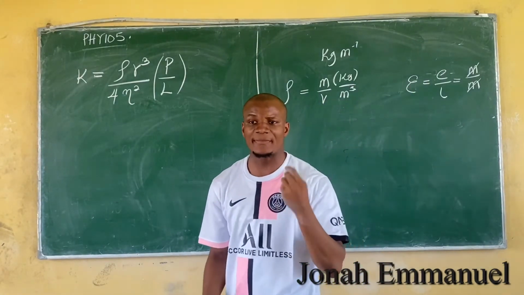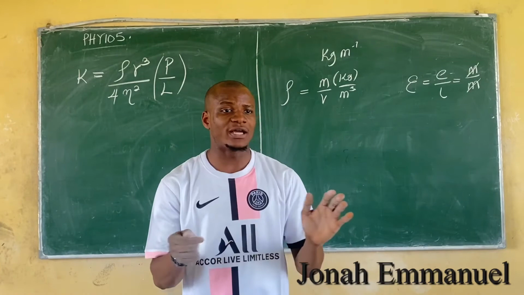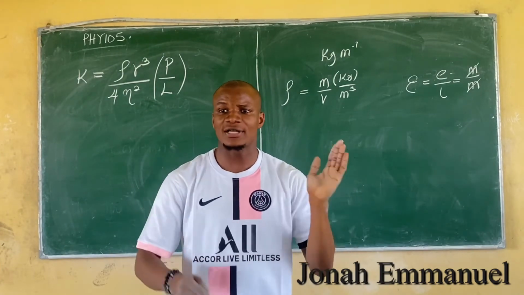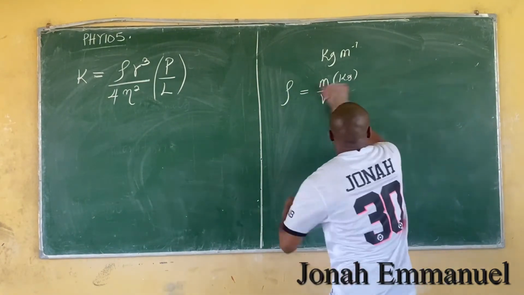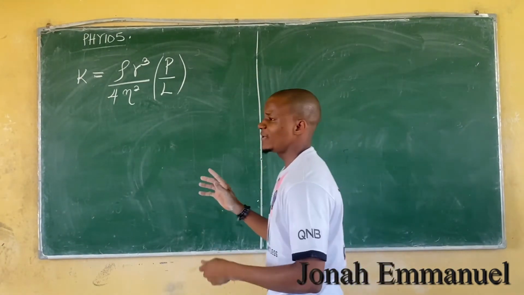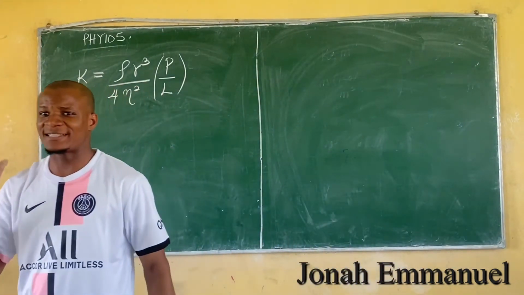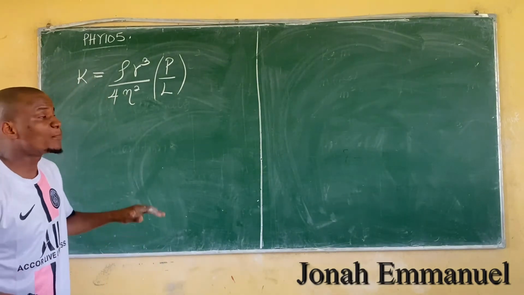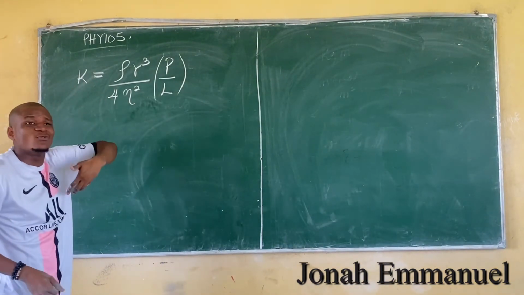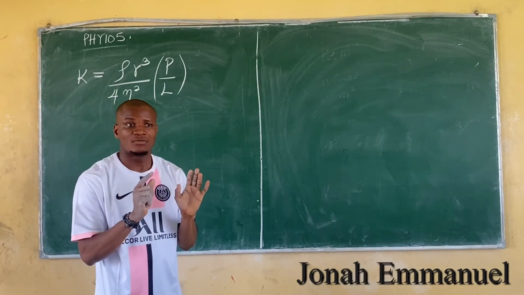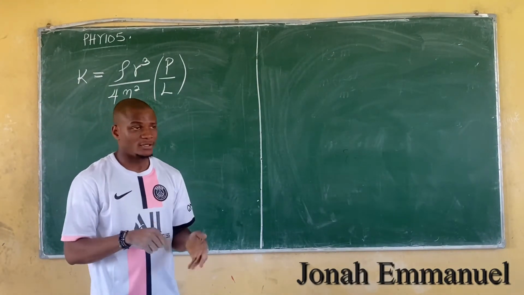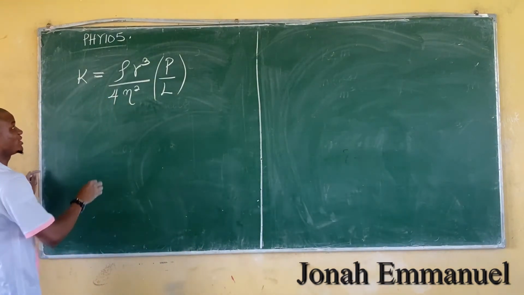What's a dimensionless parameter? Simply a parameter that has no SI units, so they cancel out. If you're asked to prove that this is dimensionless, what am I expecting? I'm expecting that by the time I put in values here, everything will cancel out. There will be nothing left. I'll have only numbers, but no dimension left. So let's see that this is actually a dimensionless constant.